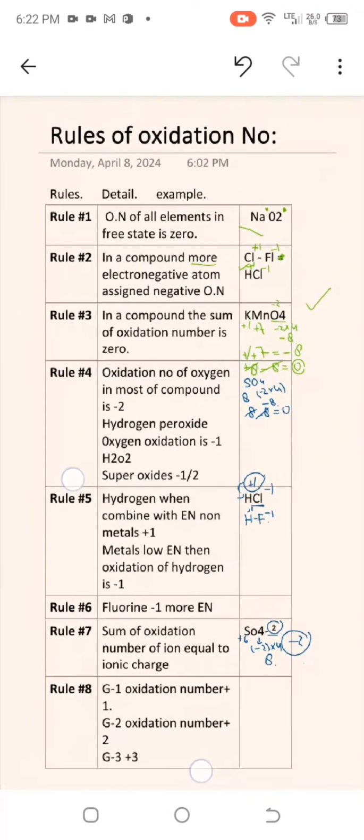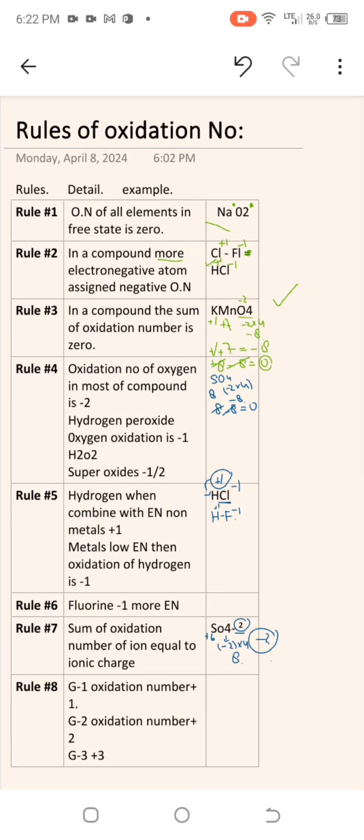I hope all these 8 rules are clear to you guys. In the next video, we will discuss oxidation and do some examples. Then we will discuss the oxidant, reductant, reducing agent and oxidizing agent. Till then, bye bye.